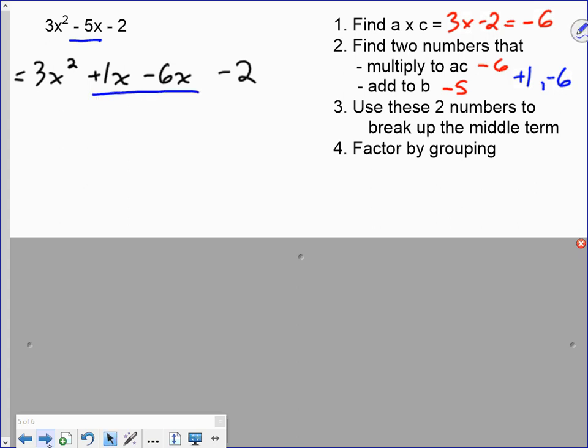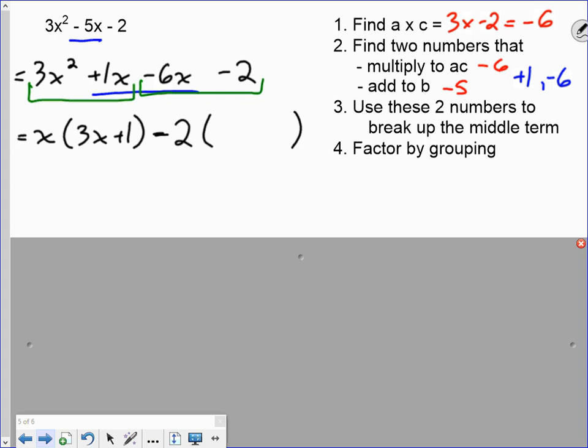Okay, and now let's do our factoring by grouping. So our first two terms here, what is common? Looks like the only thing that's common is the x. So x times 3x plus 1. What about our second two terms? What is common between those two? Well, they both have a negative sign, so I'm going to factor out something that is negative. And what is common to the 6 and the 2? Both of them are divisible by 2, so I'm going to factor out a 2.